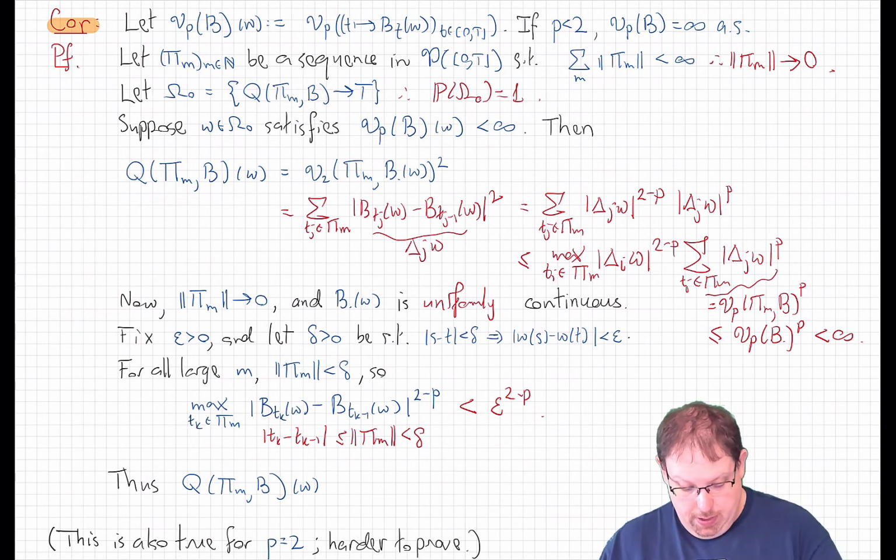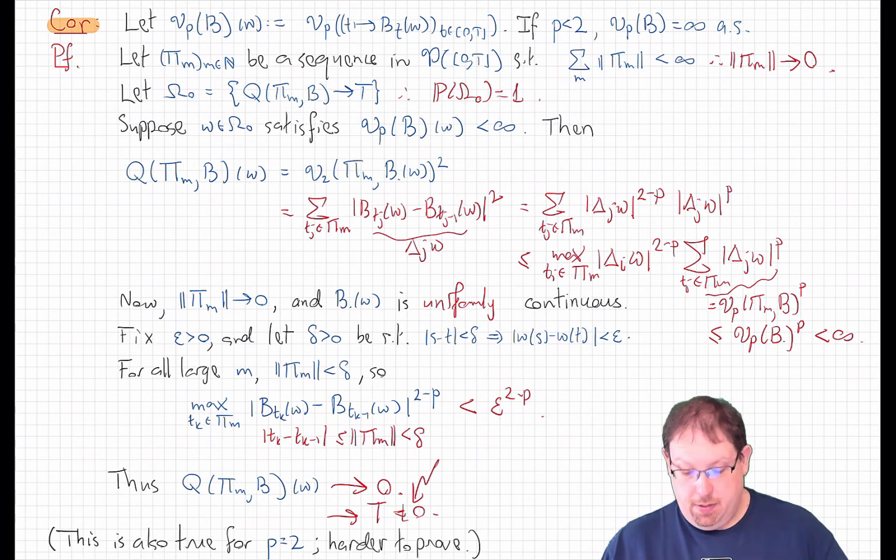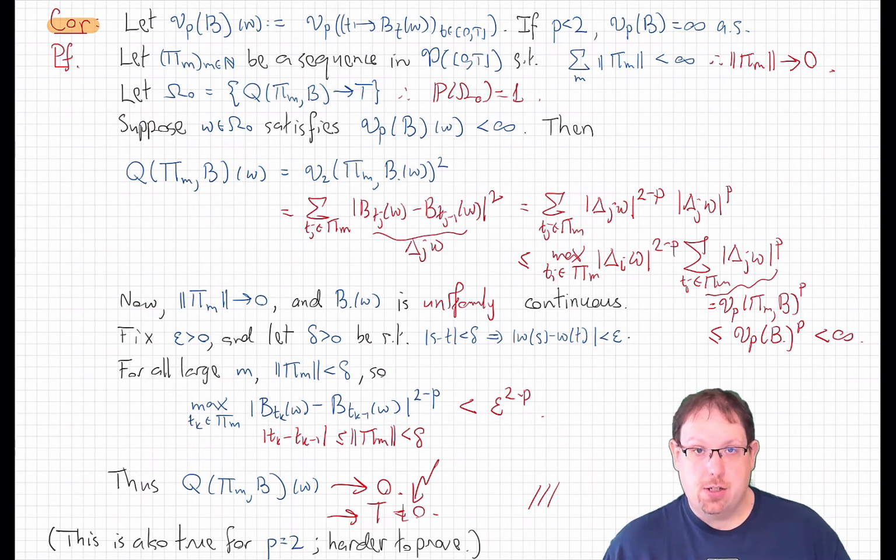So we've now shown that for any such path omega, the quadratic variation along the partitions pi m converge to 0. But of course that contradicts our result that in the set omega naught, those converge to t, which is not 0. And so we see that the p-variation is infinite for all p less than 2. It's actually true that it's infinite for p equal to 2 as well. Even though the quadratic variation is almost surely finite, the 2-variation, again defined in terms of the supremum over partitions instead of a limit of partition mesh going to 0, is infinite. That's a little harder to see, so we will content ourselves with the result for p less than 2 here.